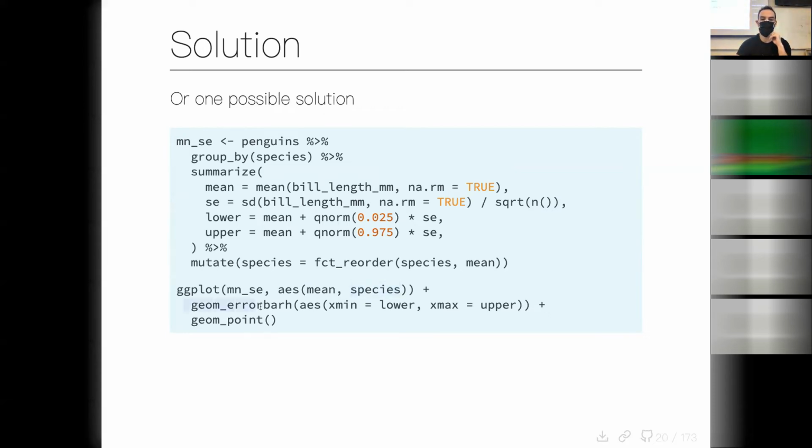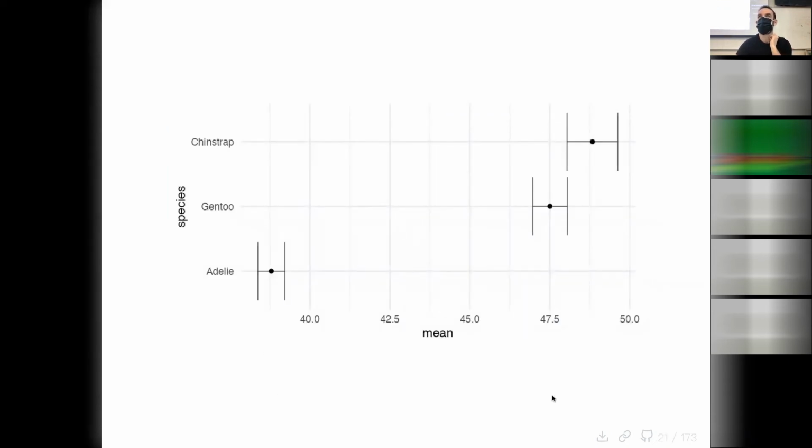And then I'm going to use geom_errorbarh, where the xmin is equal to the lower and the xmax is equal to the upper, right? And then geom_point. And it looks like this.